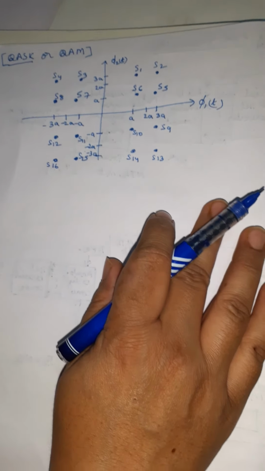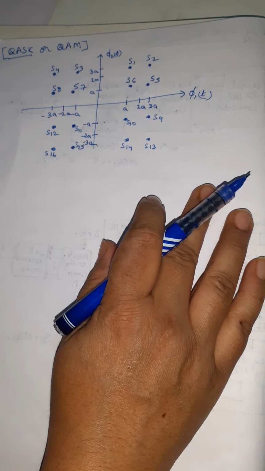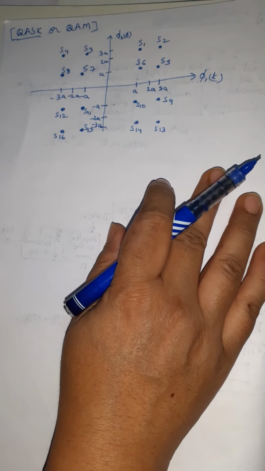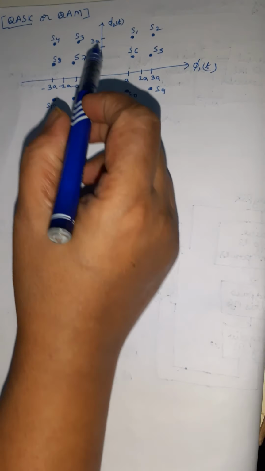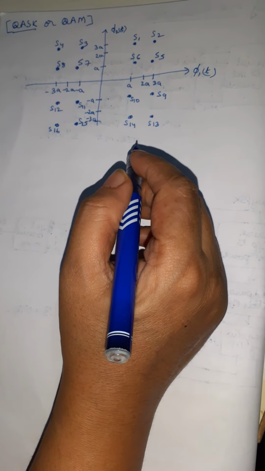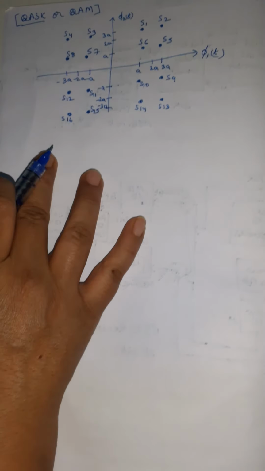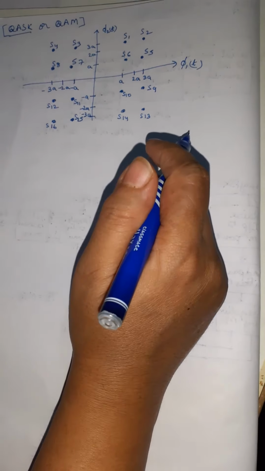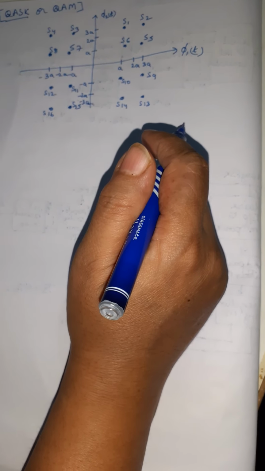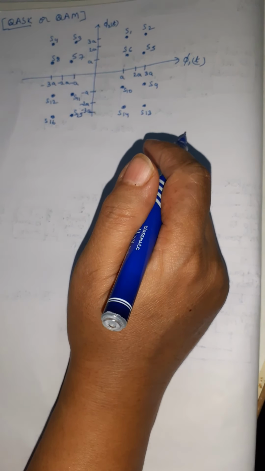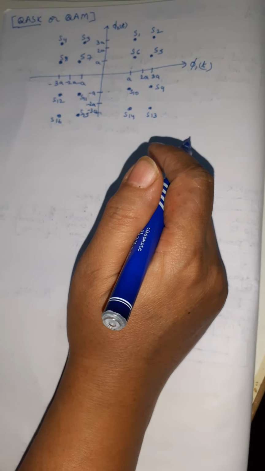Now we'll come to the QASK or QAM. QASK is quadrature amplitude shift keying, or it can also be called quadrature amplitude modulation. Now we will first make a geometrical representation and the distance of QASK signal.